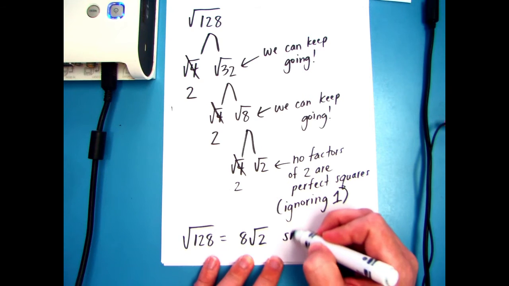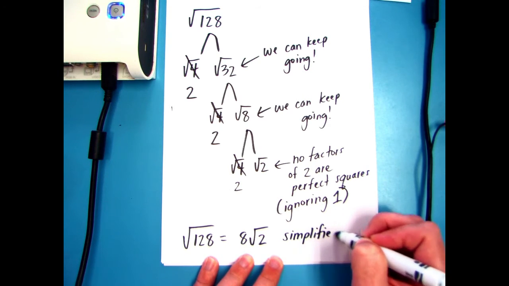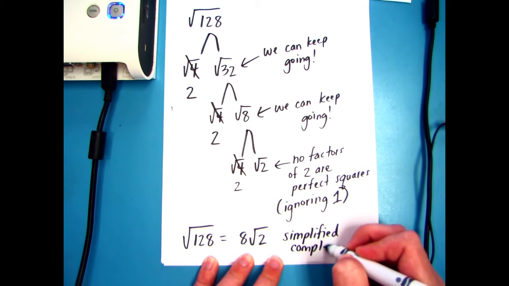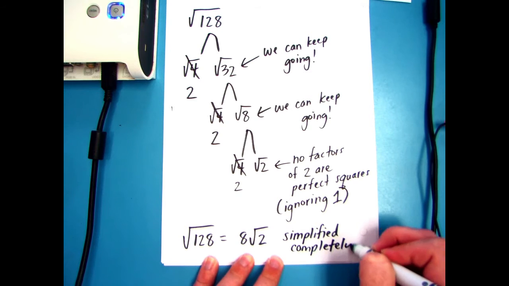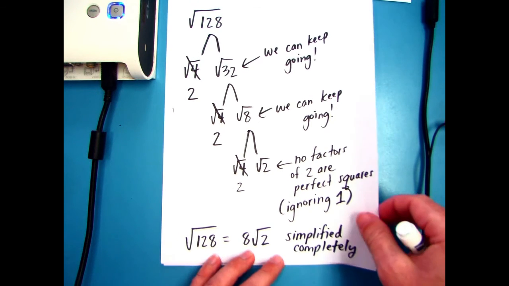If you multiply up the branches of your tree, you have 2 times 2 times 2 times root 2. Final result is 8 root 2. And that is the simplified completely result.